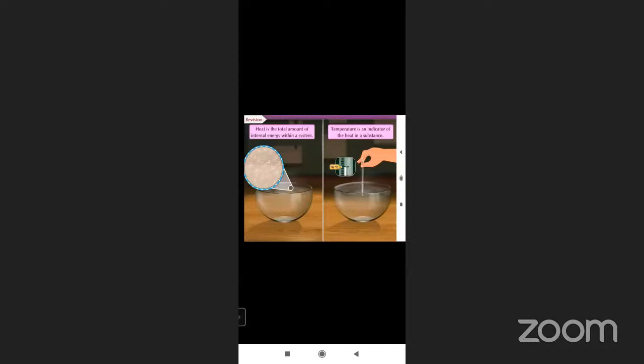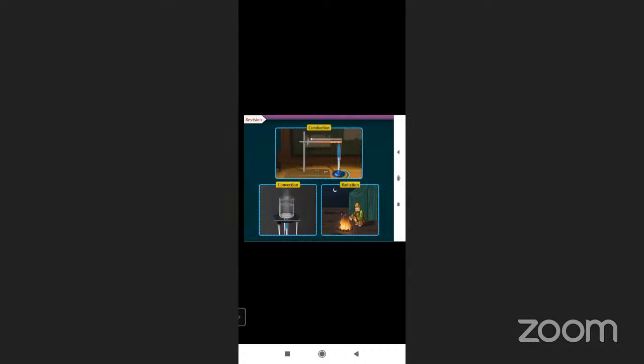Now, the second question: what are the different ways of heat transfer? There are 3 different ways, so you can write down the answer: conduction, convection, and radiation. In the previous standard, we learned about heat and different types of heat transfer. We have also performed a few experiments related to expansion and contraction of solids, liquids, and gases. You can see the 3 different ways of heat transfer shown in the slide: conduction, convection, and radiation.